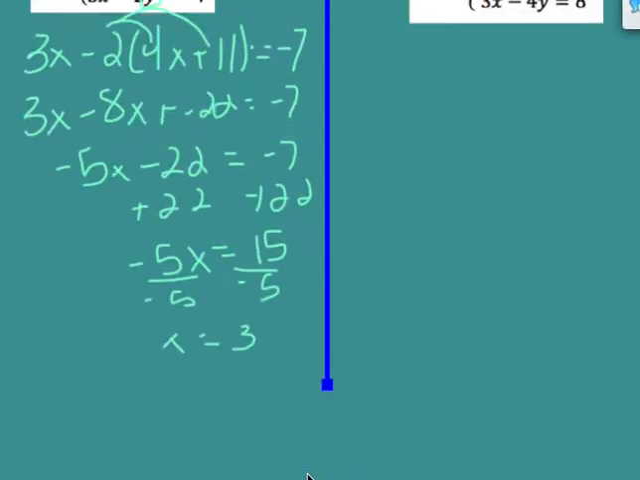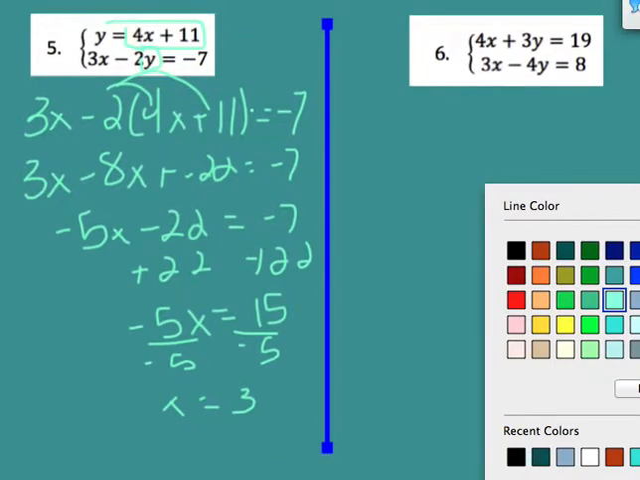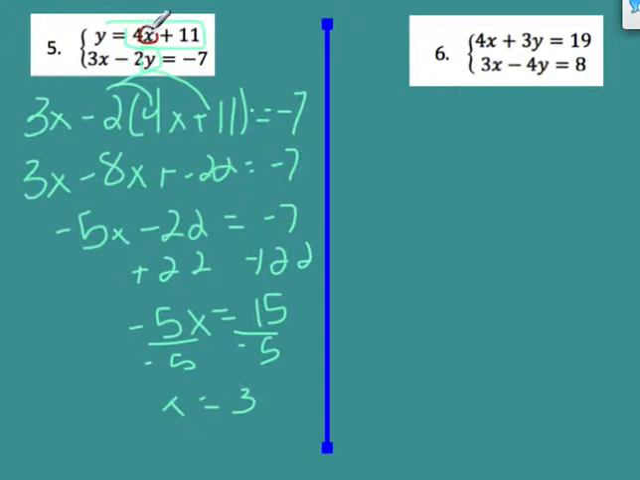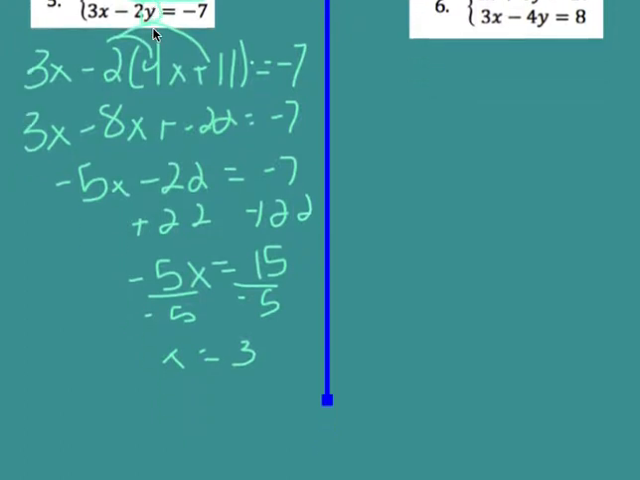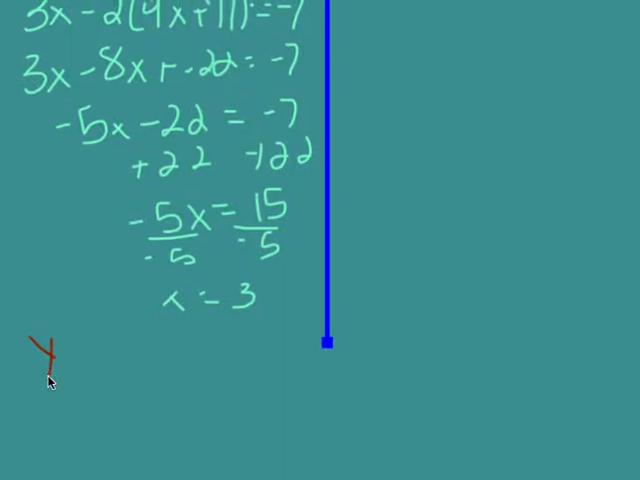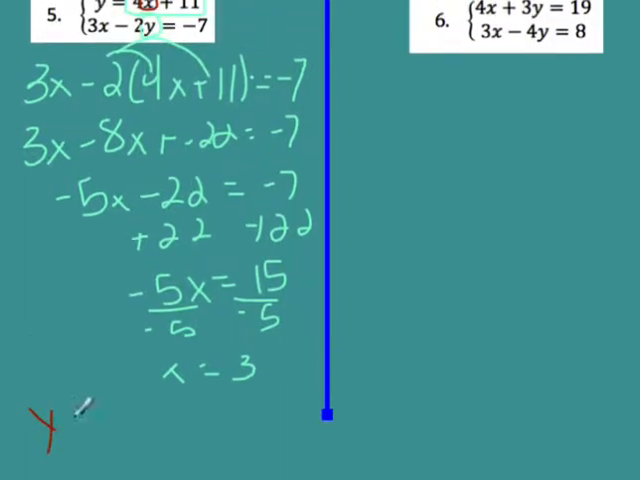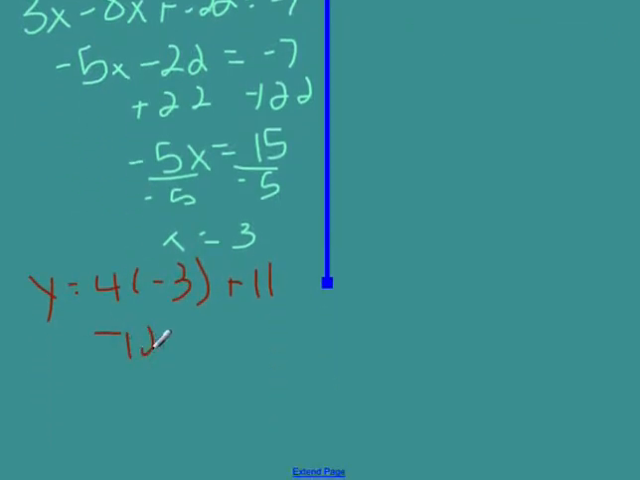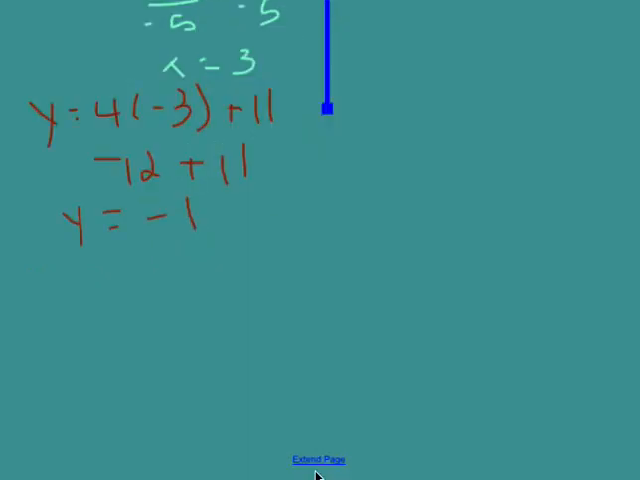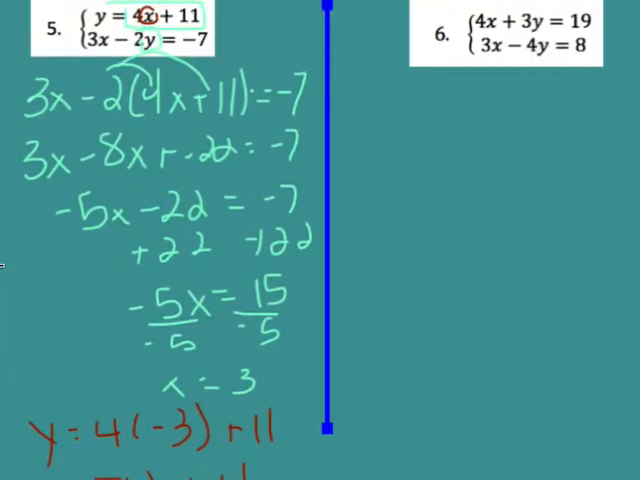So now I know that x and negative 3 are the same thing. So I can plug in for x right there. Now I'm going to choose the first one because it's already solved for y. That makes it easier. So now what I'm going to do is I'm going to plug in that negative 3. So I have 4 times negative 3 plus 11. So then I get negative 12 plus 11. And so I get that y is equal to negative 1. Now I want to write my answer out as a coordinate point. First my x and then my y. So this right here is the final answer for number 5.